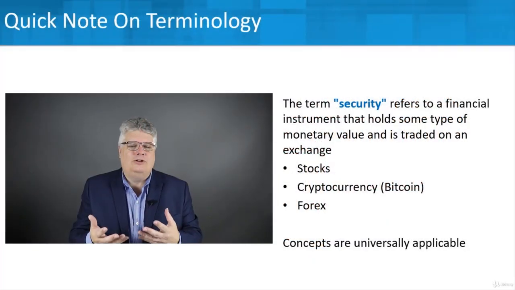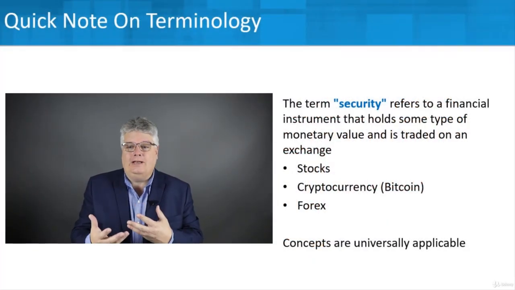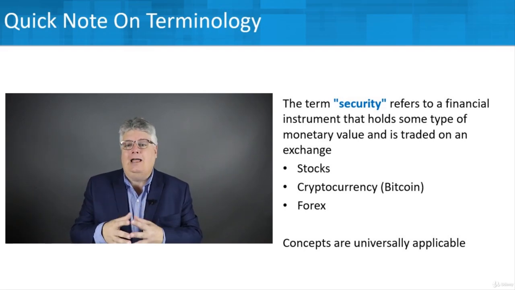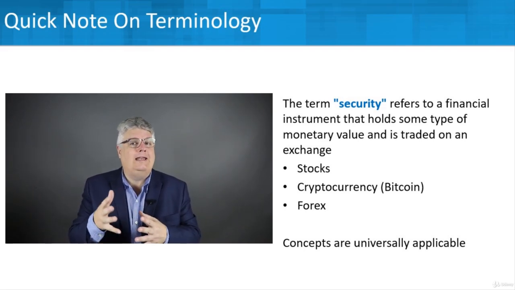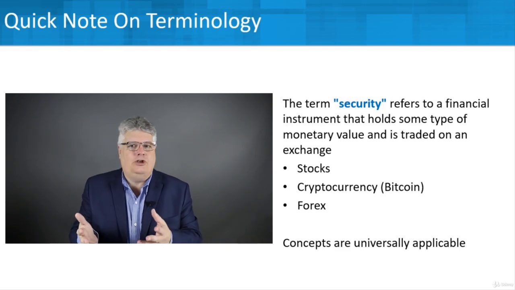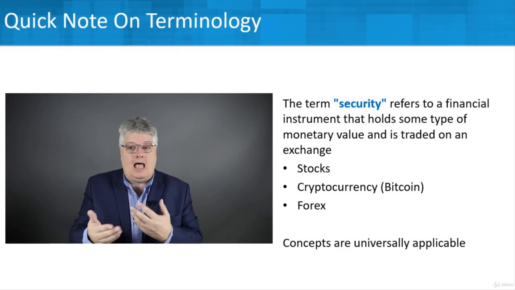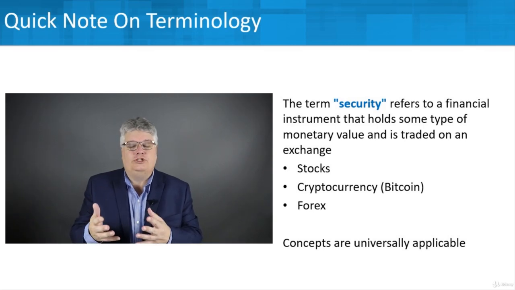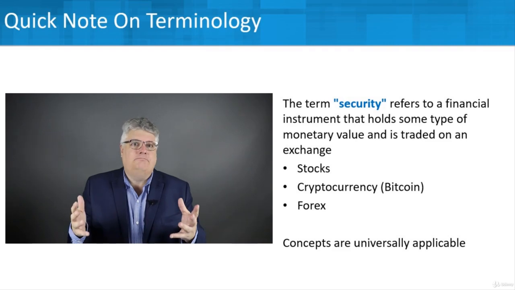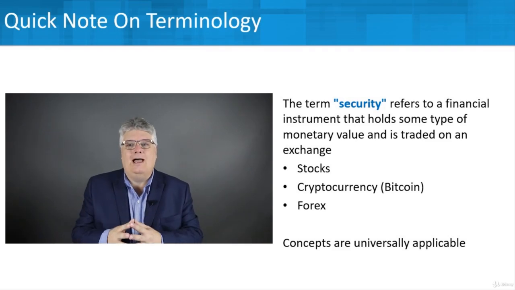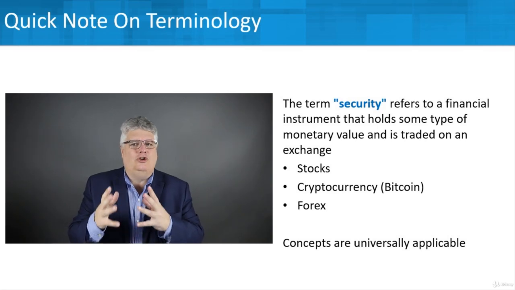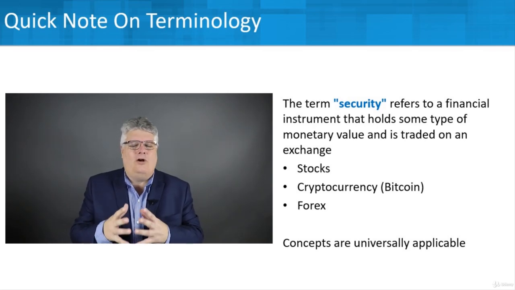On a quick note on terminology, I'll use the term security, because that refers to really any financial instrument that holds some type of monetary value and is traded on an exchange. Examples of securities under this definition are stocks, cryptocurrency like Bitcoin and Ethereum, or foreign exchange currency trading, the Forex market, because these concepts are universally applicable no matter what you're looking at. Now, governments may debate, especially around things like Bitcoin, whether that is a security, but for our purposes, all these things definitely are.